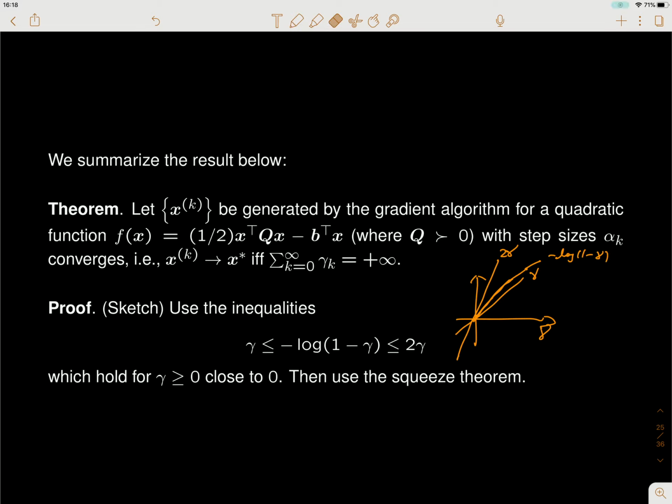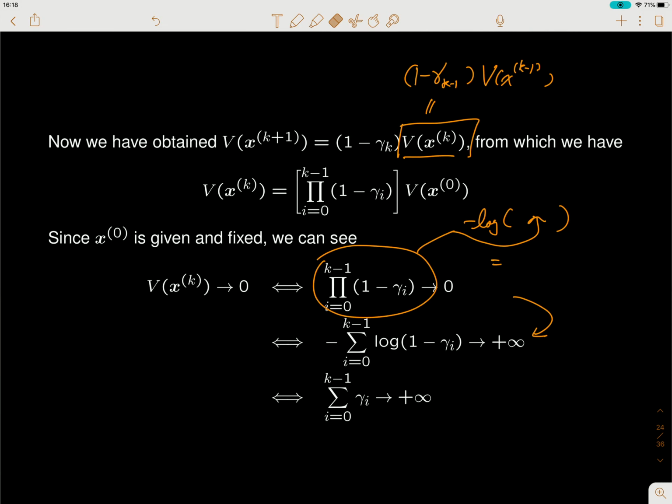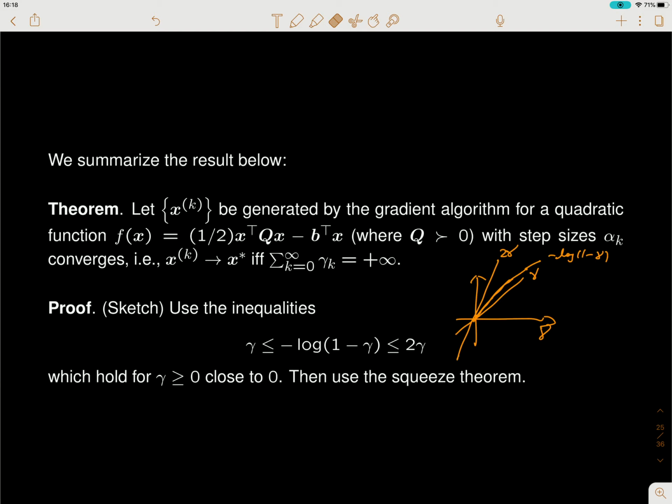Okay, so why this? Remember that we're trying to show that the sum of this logarithm goes to infinity if and only if the sum of this gamma goes to infinity. So to show this, we can use the property of this one here for gamma greater than 0, but not sufficiently close to 0. Okay, so now here are the details.